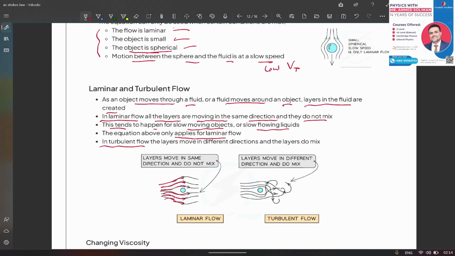Now the turbulent, the opposite. Turbulent flow is when the layers move in different directions. As you see, this layer is moving in this direction, the object is moving in this direction, and this one is moving in this direction. So now it is in different directions, and also it does mix. As you see, it's mixing now. This is the difference between laminar flow and turbulent flow.